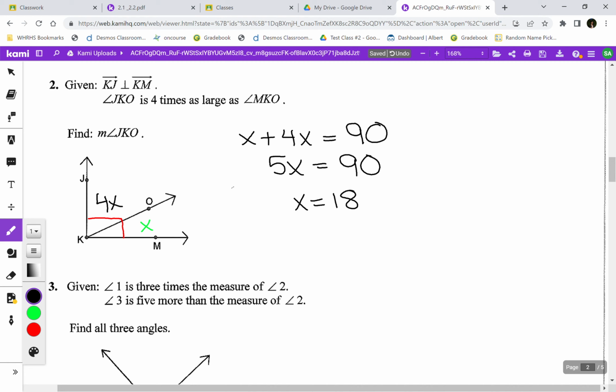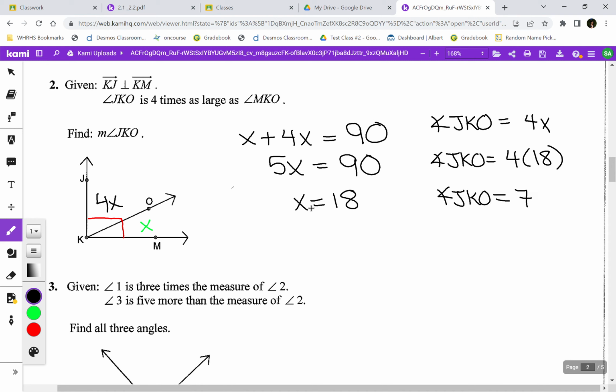Now, which angle were we asked to find? Good. So angle JKO, isn't that represented by 4x? So angle JKO is going to be 4 times 18, which is 72 degrees.